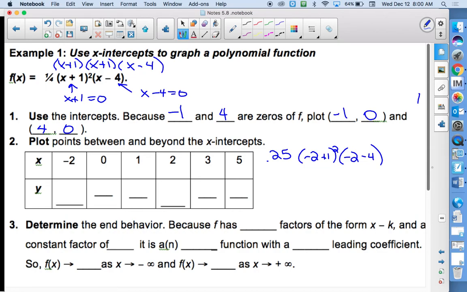Tatum, what did you get for -2? Perfect. All right, so try the other ones. Plug in a 0, plug in a 1, 2, 3, and 5.